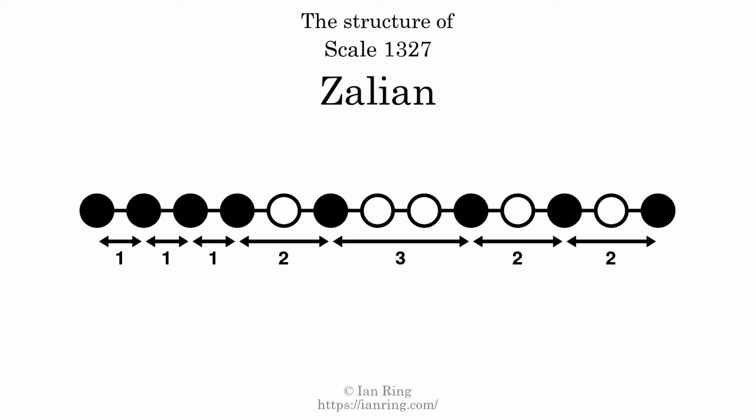The structure of a scale is a description of the interval distance between each successive tone. This scale has a structure of 1 1 1 2 3 2 2.